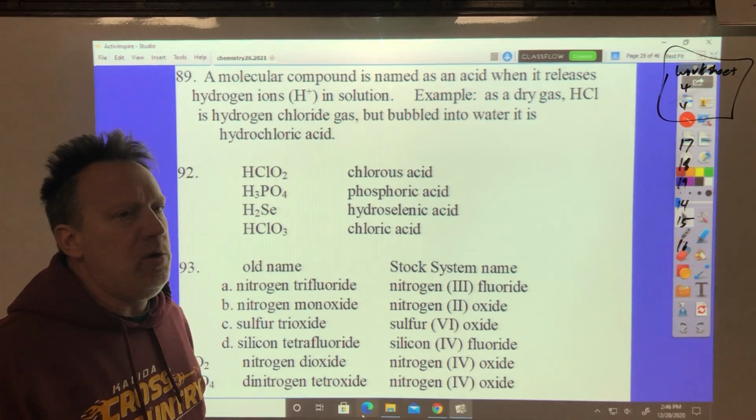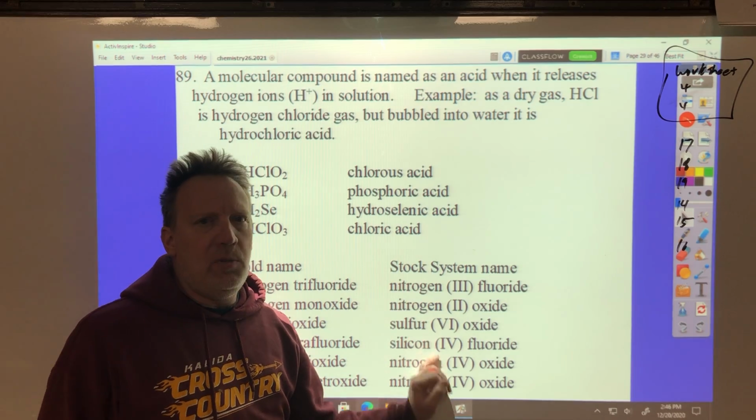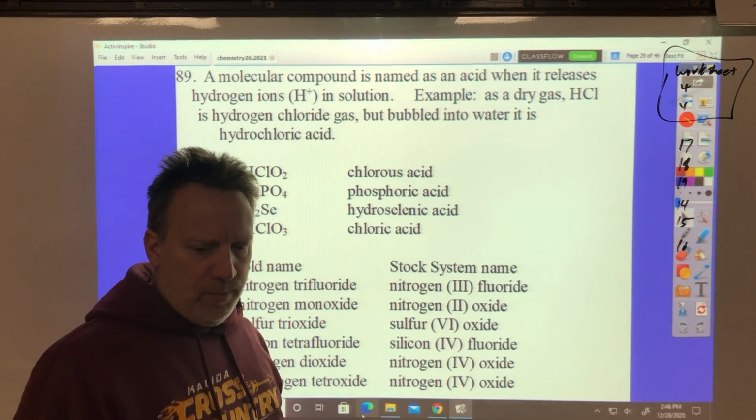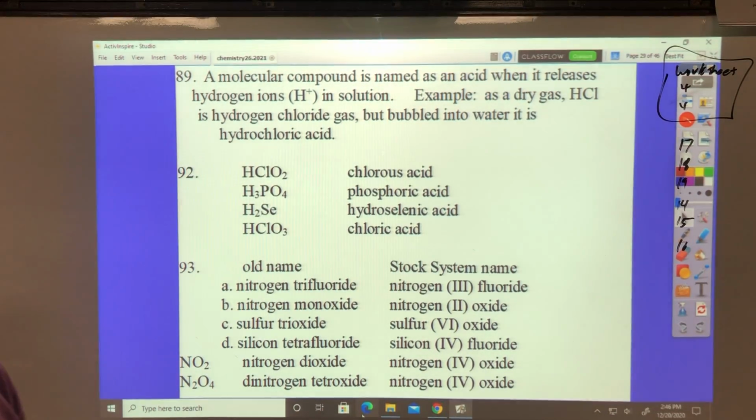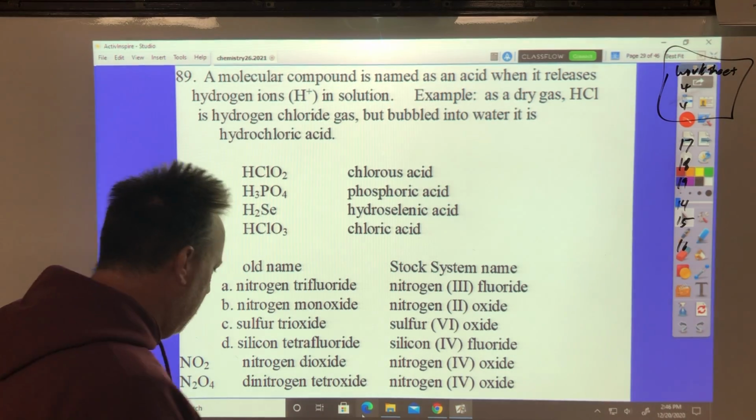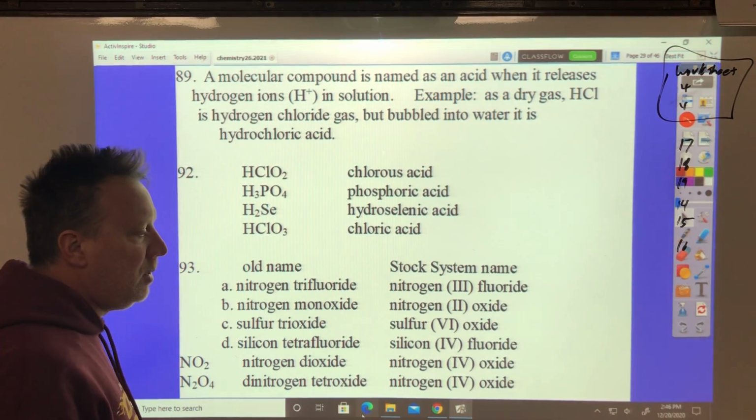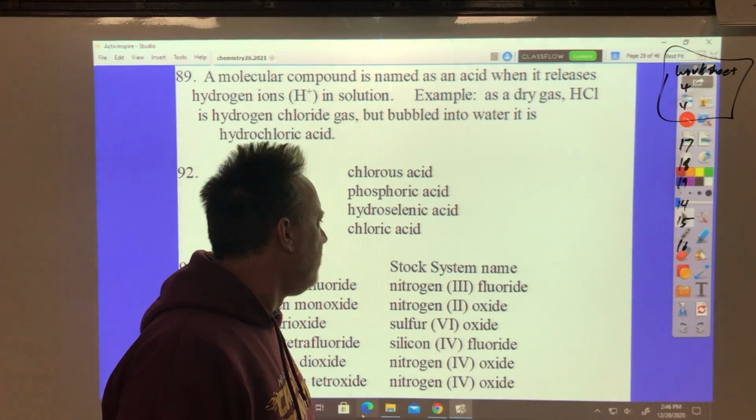What you're supposed to use in chemistry is the stock system name, which uses oxidation numbers. So we may not even get to it this year. We didn't get to it last year, so I threw it in with this chapter. Fortunately, we had access to it.